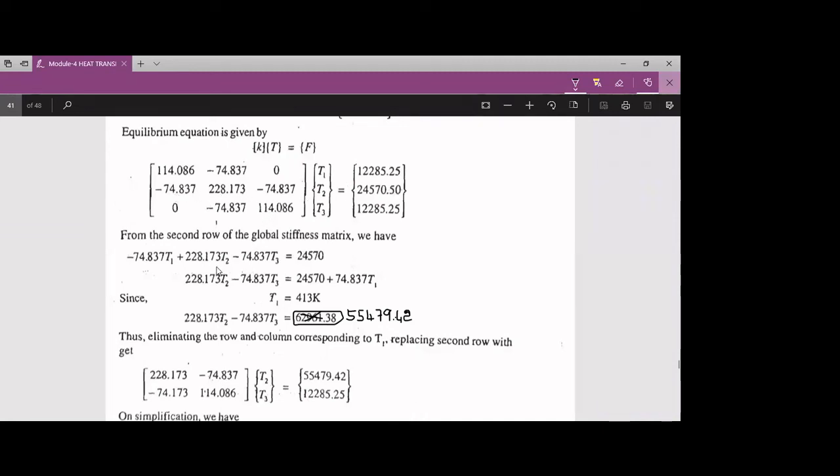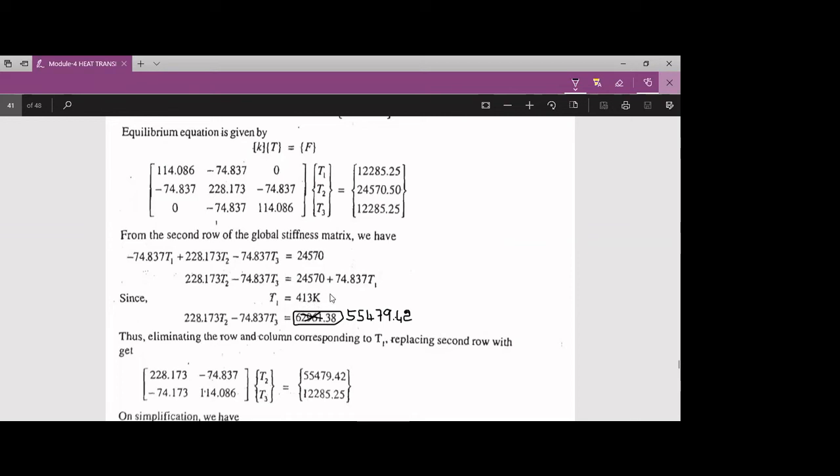Okay, as you're taking the second row, this product 74.83 into T1, you just take it to the right side. So all the forces must be equal, right? This force must be equal to this force for the equilibrium condition. Now, as we take this product to the right side, this value is going to be added to this. So the 74.83 into T1, here it is minus, as taking it to the right side it becomes plus.